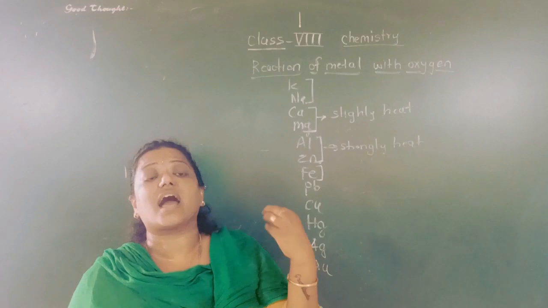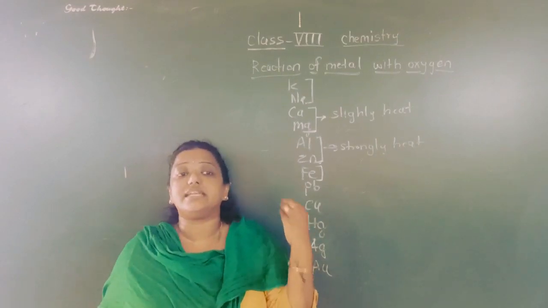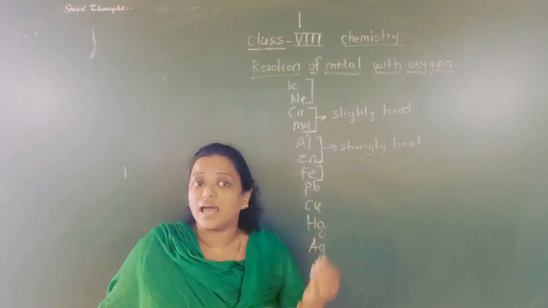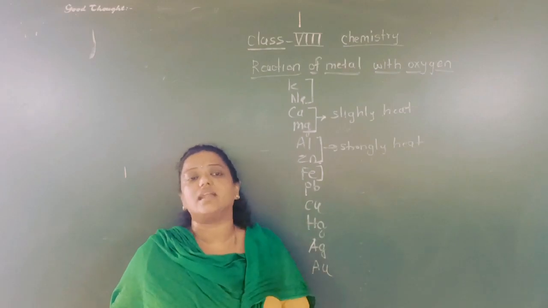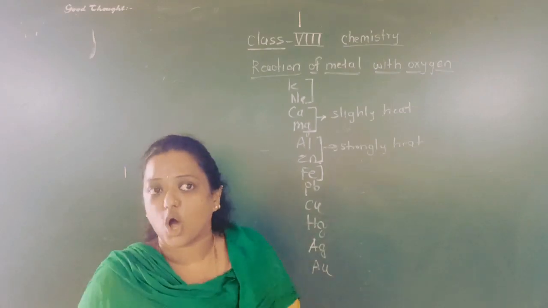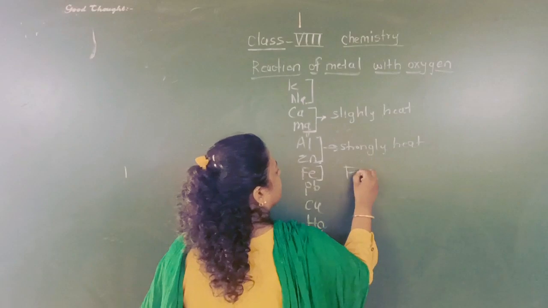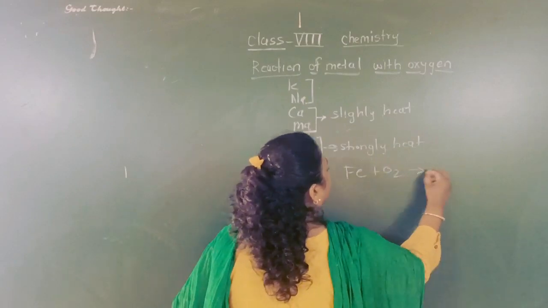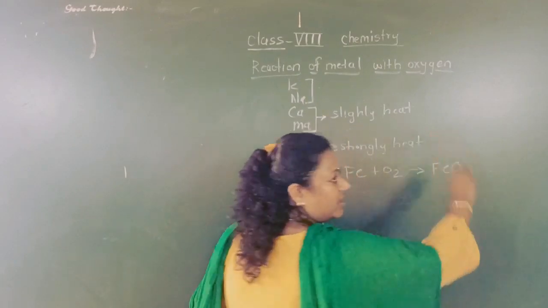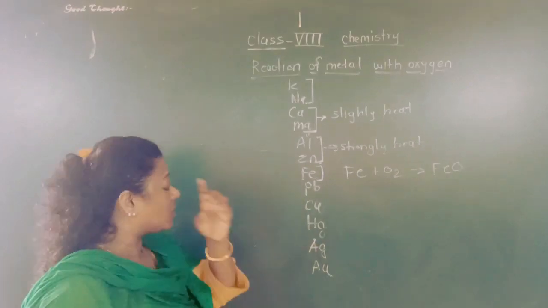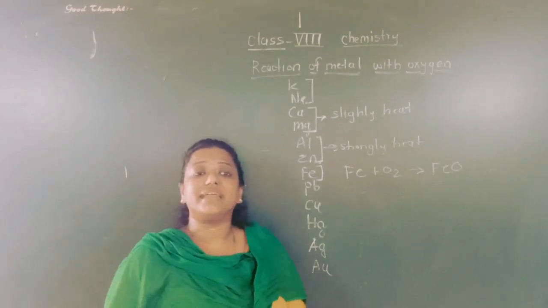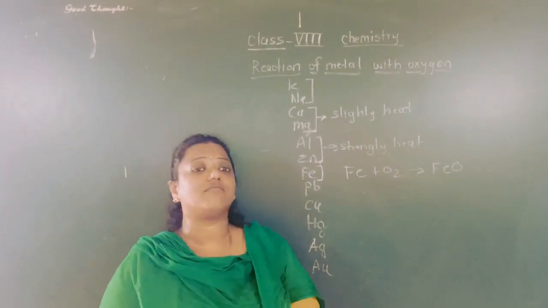Okay, when iron filings are heated very strongly, they are converted into ferrous oxide. So Fe plus O2 gives what? FeO. Fe has valency 2, but it is not always 2. There are some elements which have a variable valency.